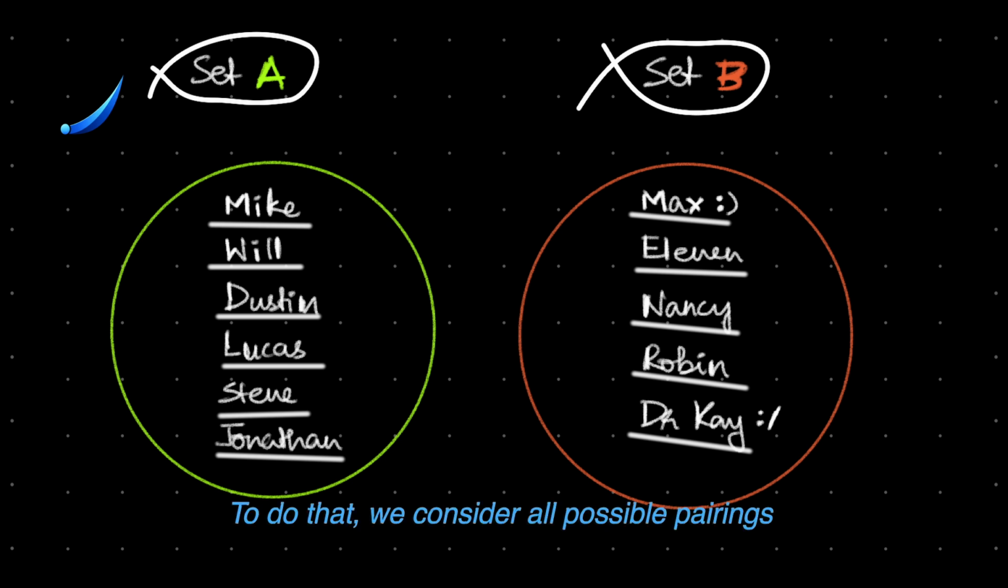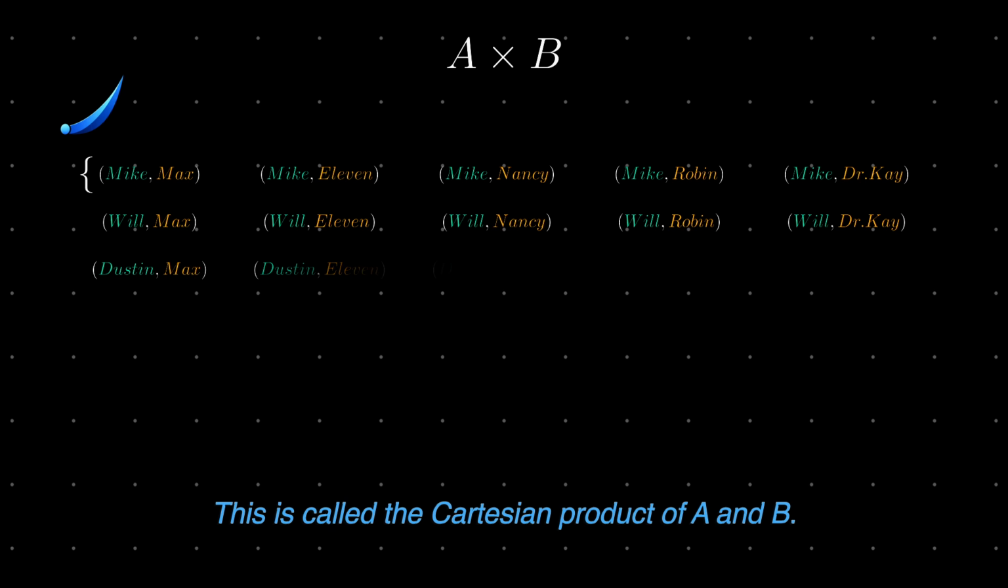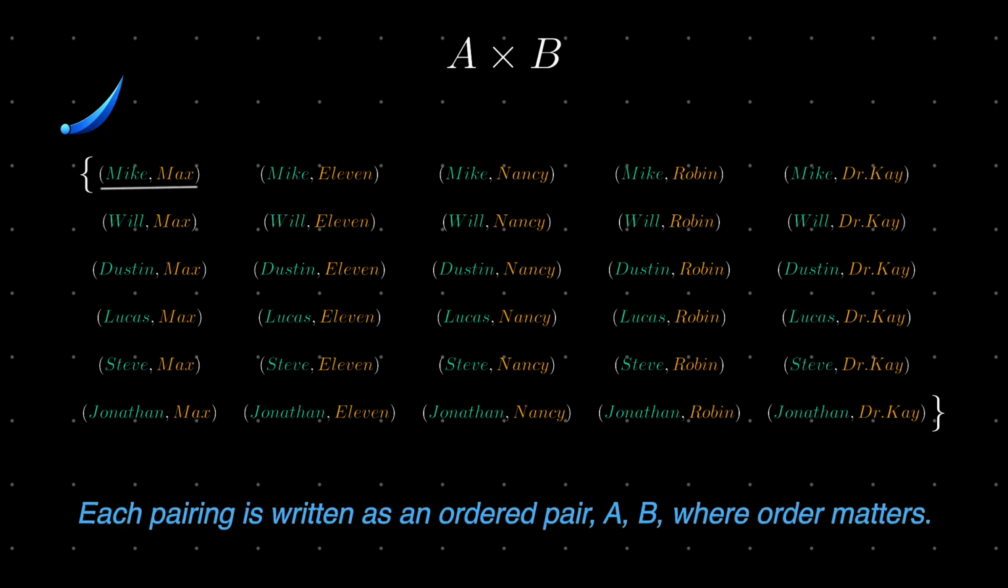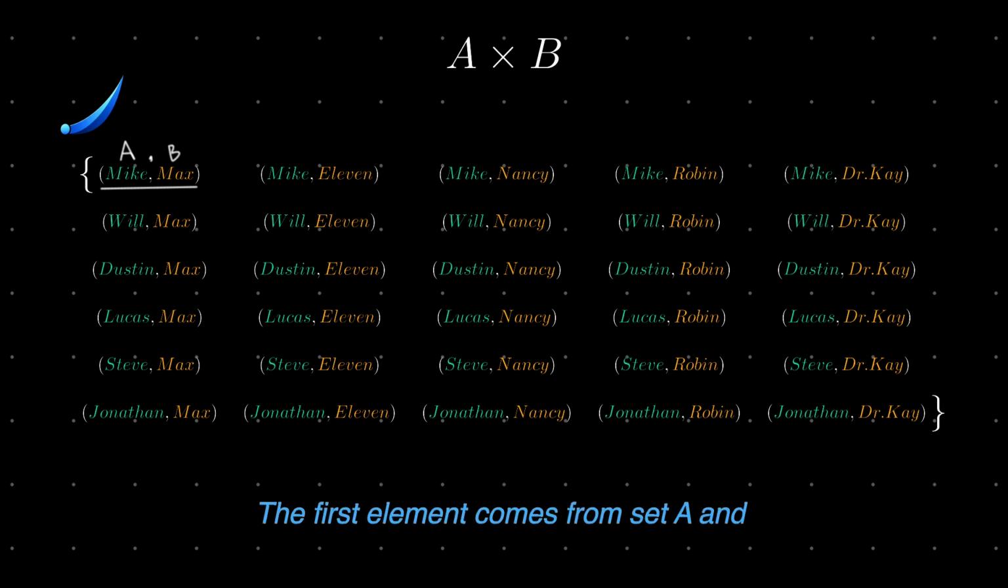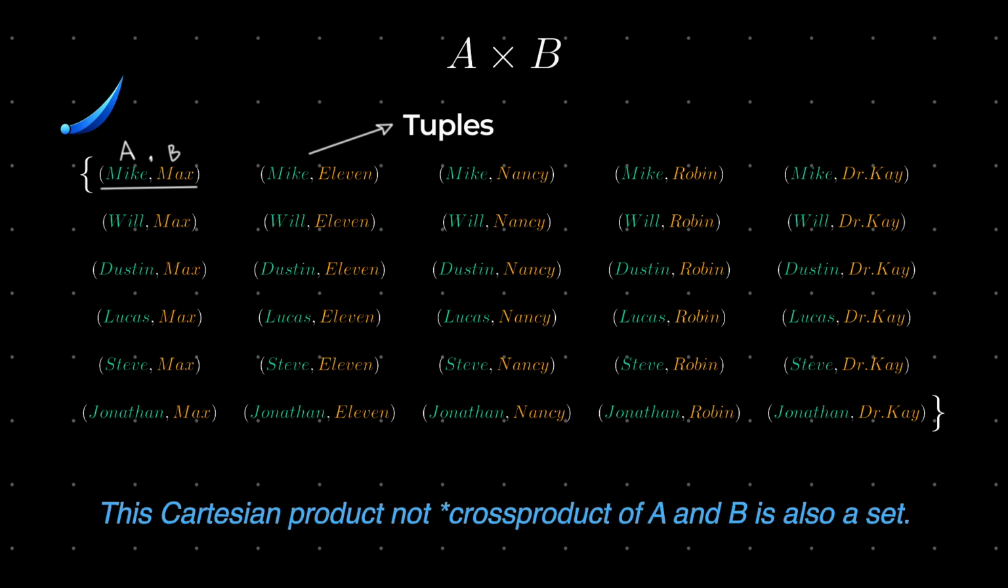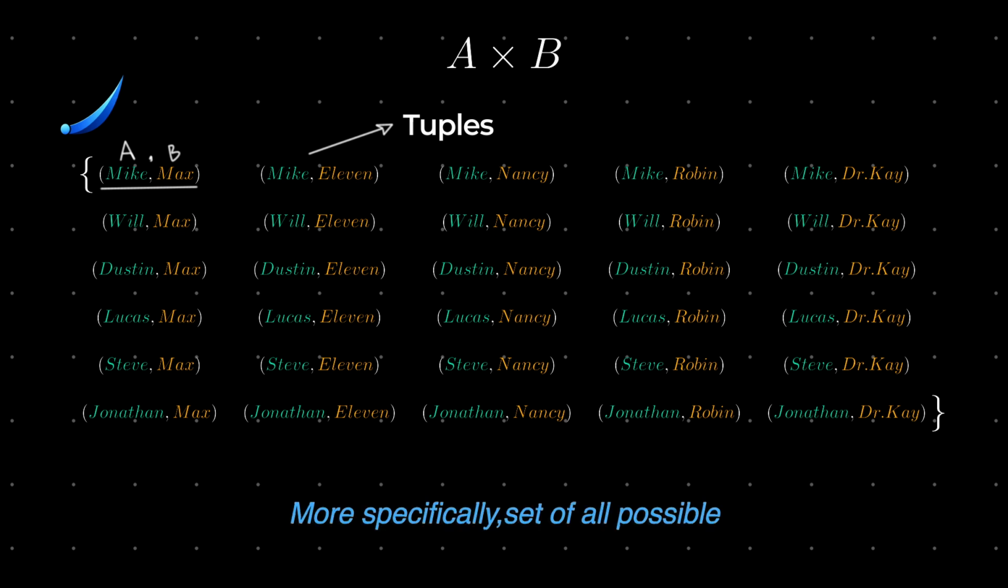To do that, we consider all possible pairings between elements of set A and B. This is called the Cartesian product of A and B. Each pairing is written as an ordered pair (a, b), where order matters. The first element comes from set A and the second element from set B. Such objects are also called tuples. This Cartesian product or cross product of A and B is also a set, more specifically, the set of all possible ordered pairs, which are in the form of tuples.